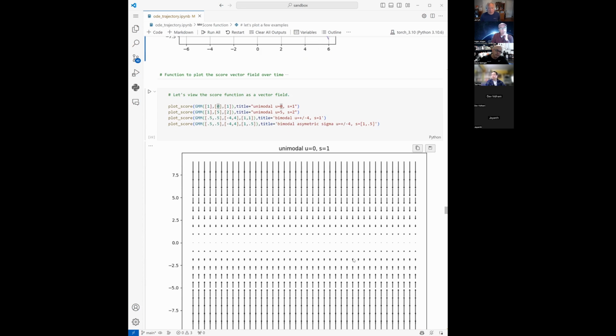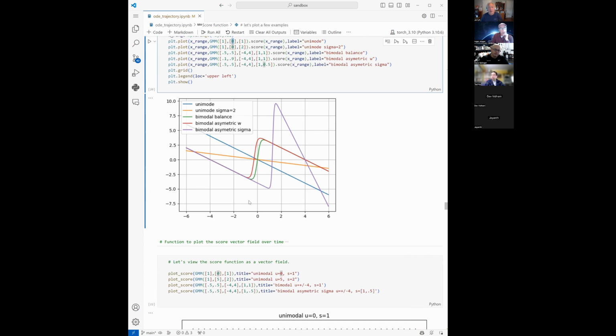Okay. For the blue one, is the sigma higher or lower than the orange? The blue one is the first one. It has a standard deviation of 1. Orange is the standard deviation of 2.